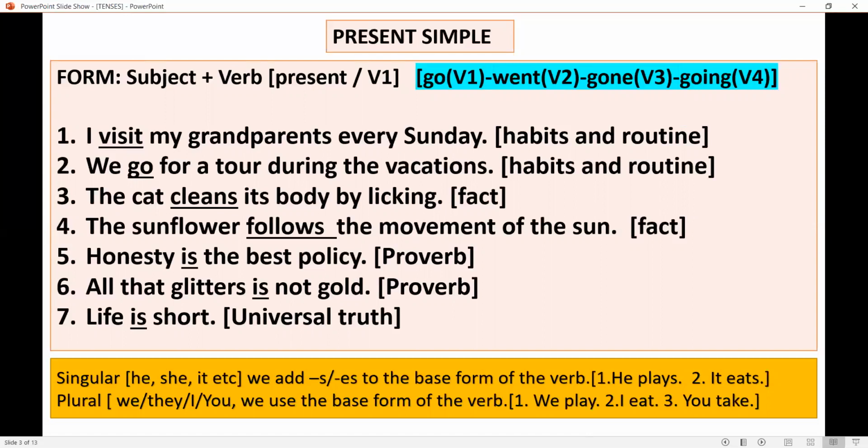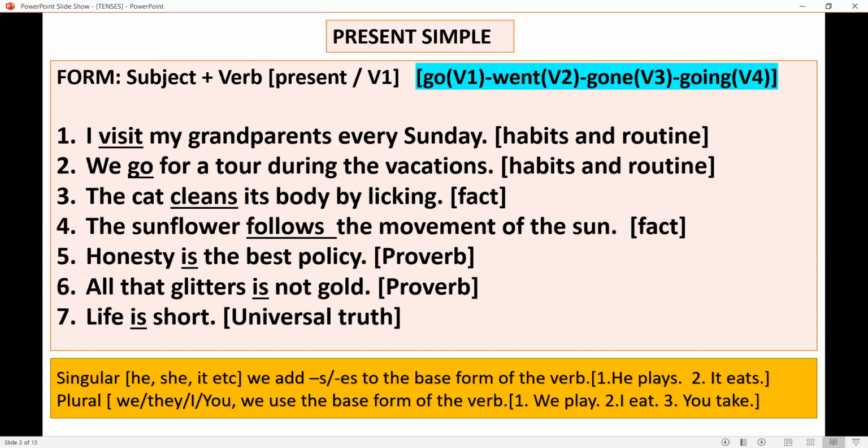See, for example, go. Go is the verb. Go is in present tense, it is V1. Past tense, went, V2. Past participle, gone, V3. Going, that is the ing form, is V4, present participle. Now, let us see when we use simple present tense. Usually we use simple present tense when we refer to a habitual action or routine.